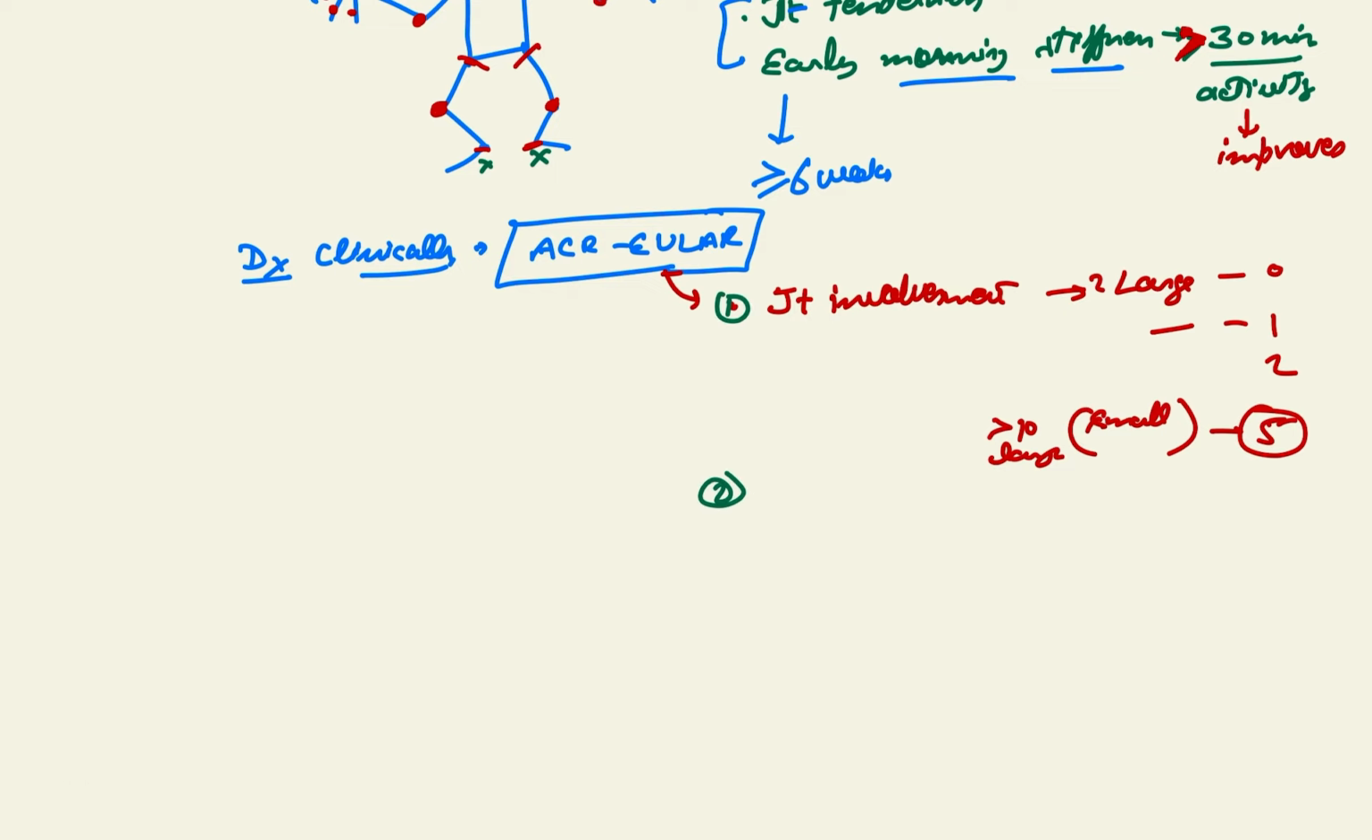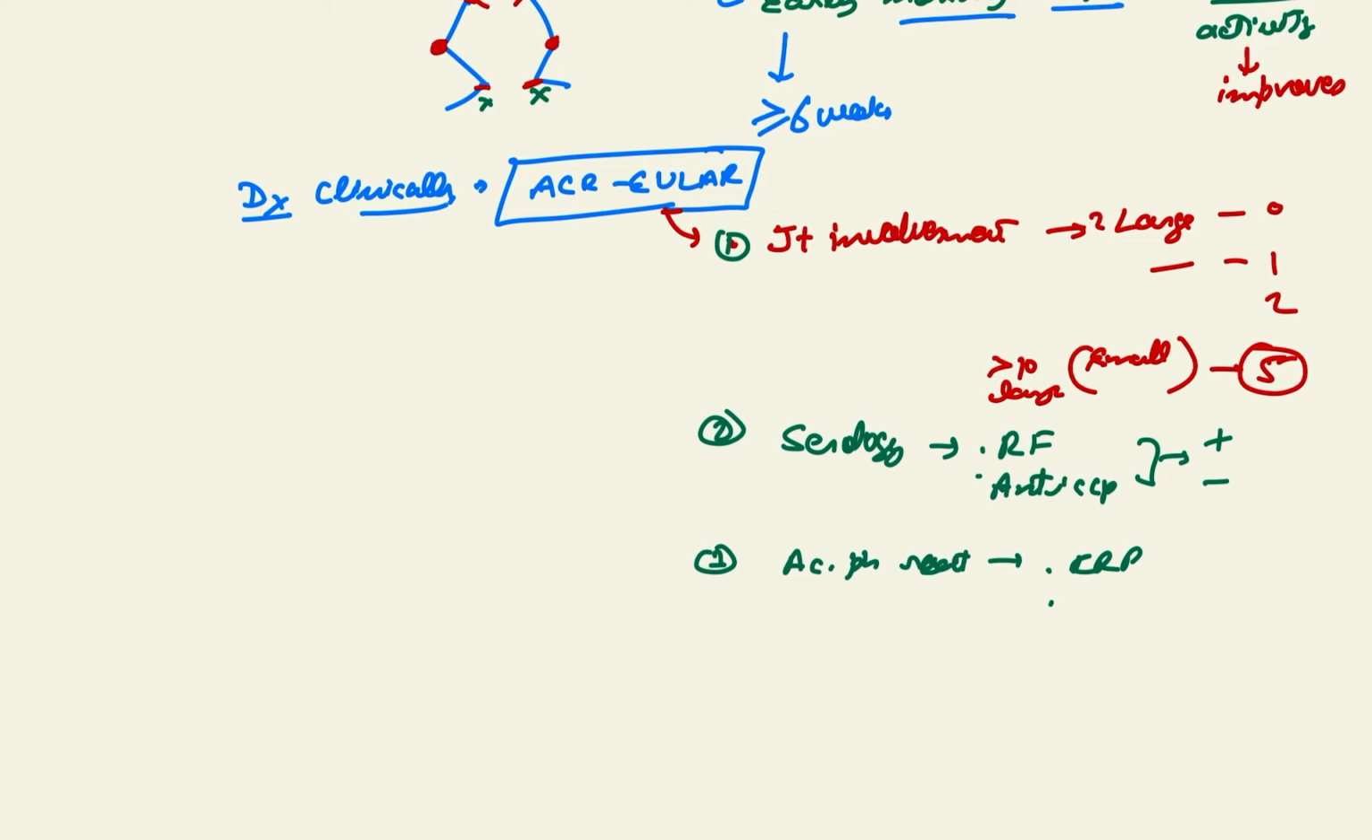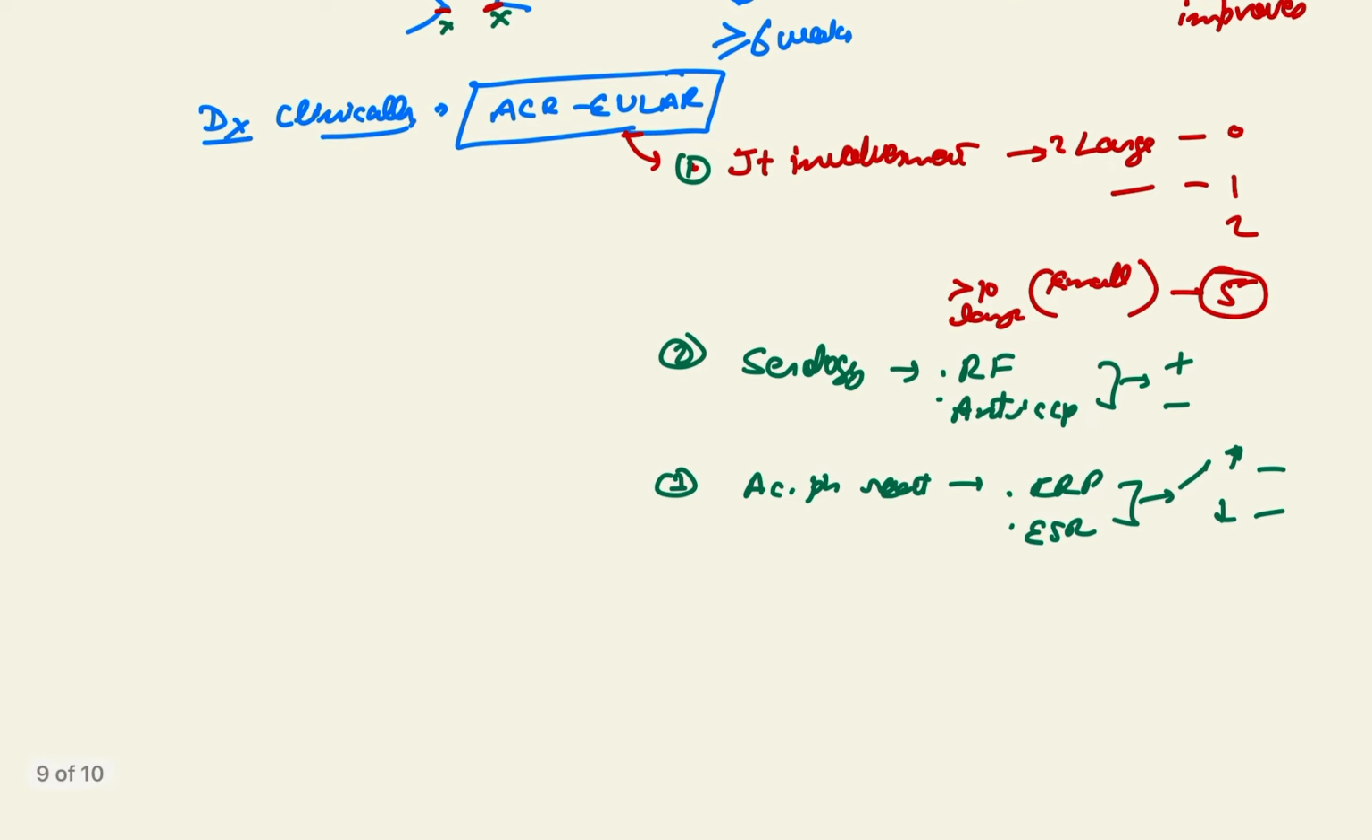The second parameter is serology done for the patient, that is the rheumatoid factor and anti-CCP. If these are either positive or negative, or positive with a high titer or a low titer, different scorings have been provided. The third point is the acute phase reactants, which are C-reactive protein and ESR. Depending upon the high or low titer, the marks are distributed. And the last point is the duration of the disease, whether it is more than 6 weeks or less than 6 weeks.